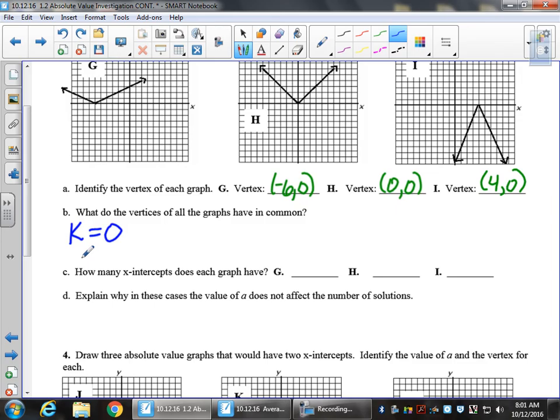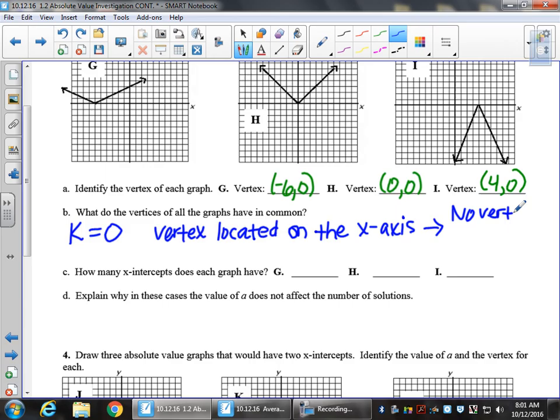What effect does this have on the vertex? Where is the vertex located in all three graphs? So what has not happened? What is there none of? Yeah, vertex on the x-axis. No vertical shifts. How many x-intercepts do all three of these graphs have? So if k equals 0, that vertex will always be locked somewhere on the x-axis, meaning I have 1 x-intercept.